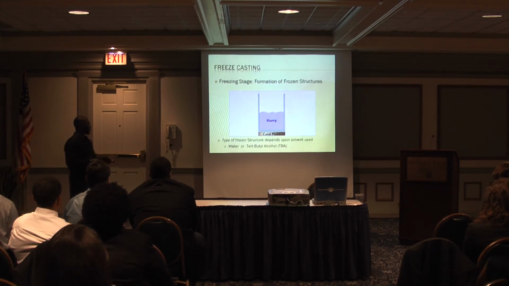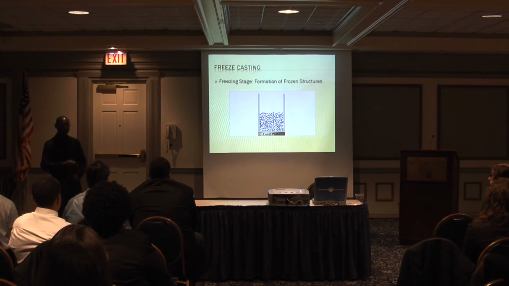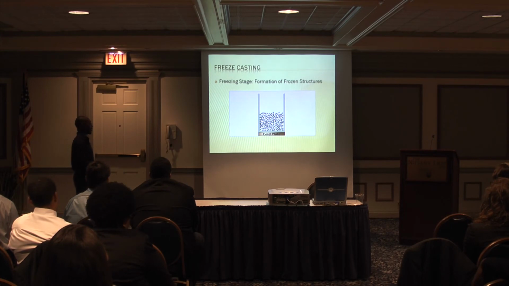Now, the type of frozen structures that form in our slurry depends upon the solvent that we use. When we make slurries in our lab, we have one of 2 choices, water or tert-butyl alcohol. Now, again, if we were a microscope, we would see these well-dispersed particles throughout our slurry. These particles are important because of how the structures form, and you'll see why in a second.